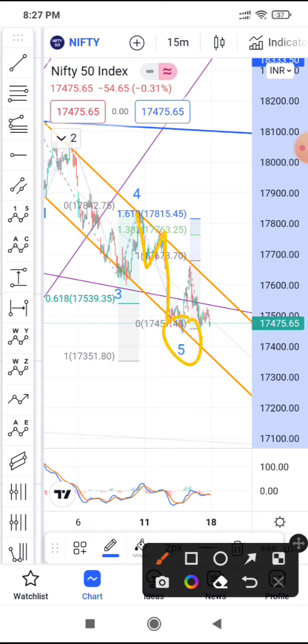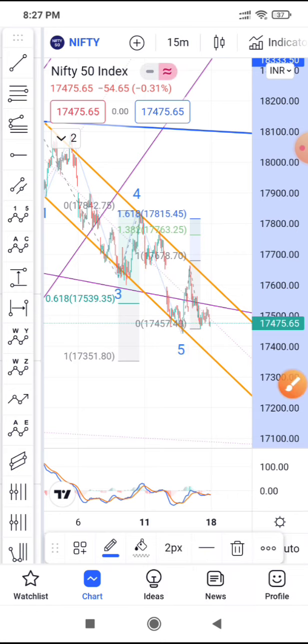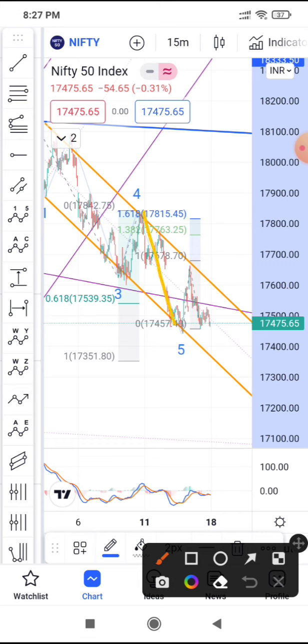So I'm not expecting wave 5 to extend more. Wave 5 cannot extend more, or if it has to extend, then it will make an ending diagonal pattern like this. Okay, it will make an ending diagonal and then break upside.